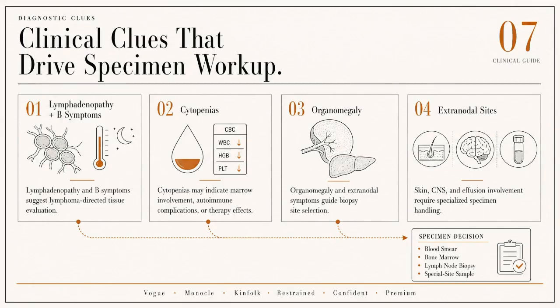Organomegaly, such as splenomegaly or hepatomegaly, points to extranodal disease spread and influences biopsy site selection.